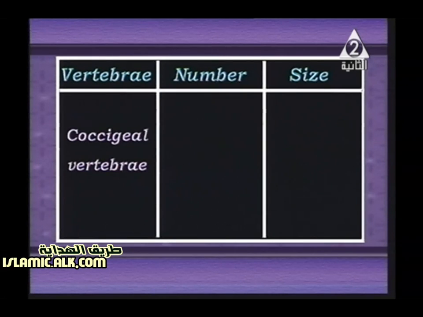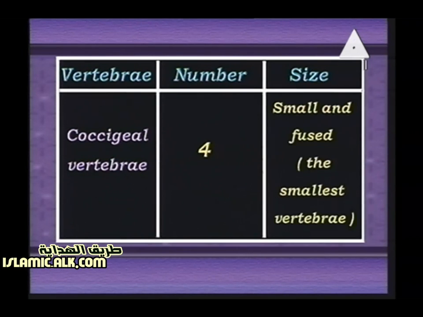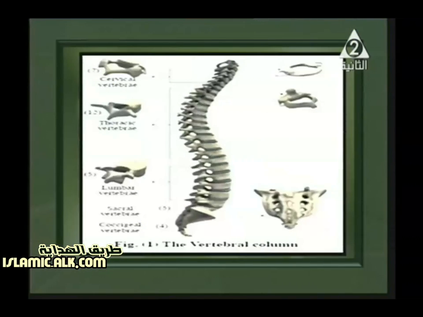The last vertebrae are called coccygeal. Coccygeal vertebrae are 4 vertebrae, very small and fused together. This is the vertebral column. We said that we have 7, 12, 5, and 4: 7 cervical vertebrae, 12 thoracic vertebrae, 5 lumbar, the largest vertebrae, and finally 4 fused, small coccygeal vertebrae.